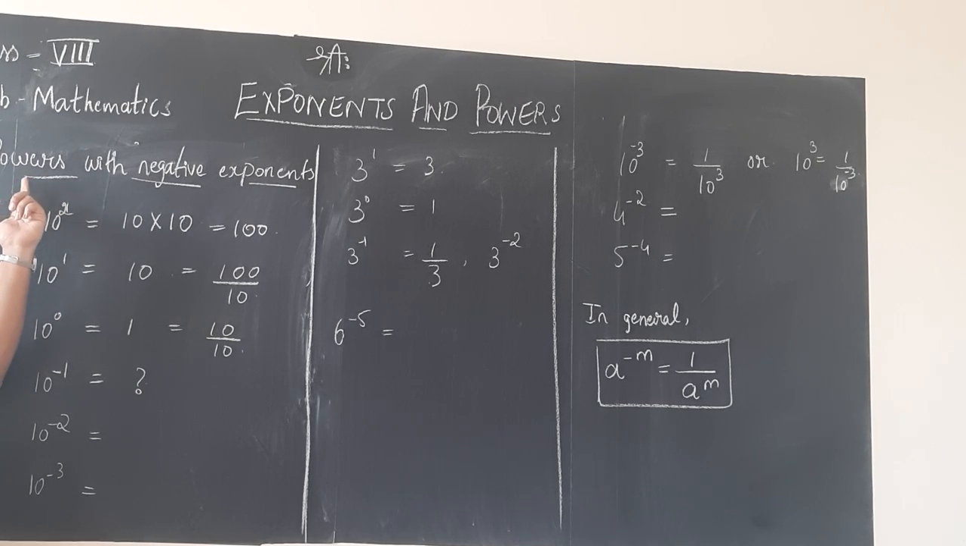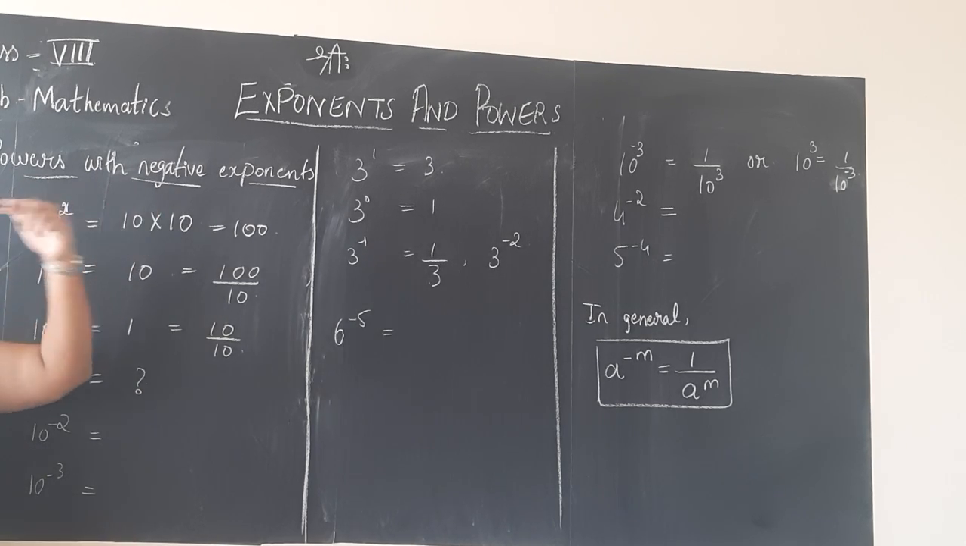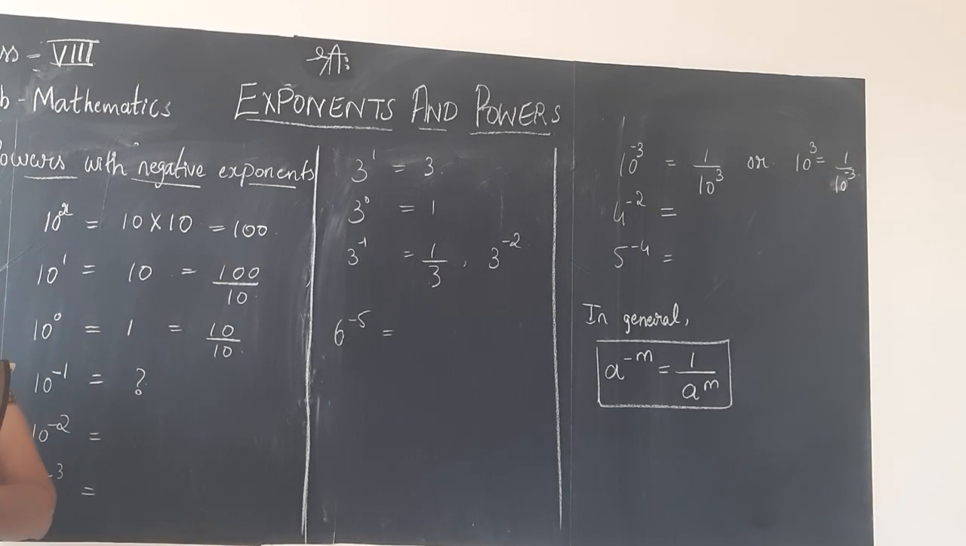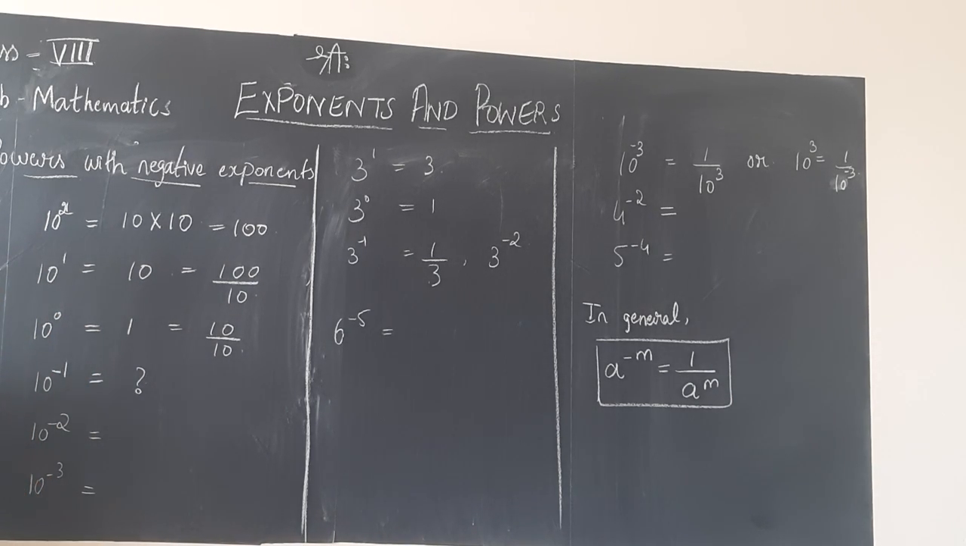Understand how to express or write the powers with negative exponent. Till now in the examples we studied only about the positive exponents. Only positive numbers were on the powers or exponent form. But what if negative exponents are there? To understand that, that is also very simple.